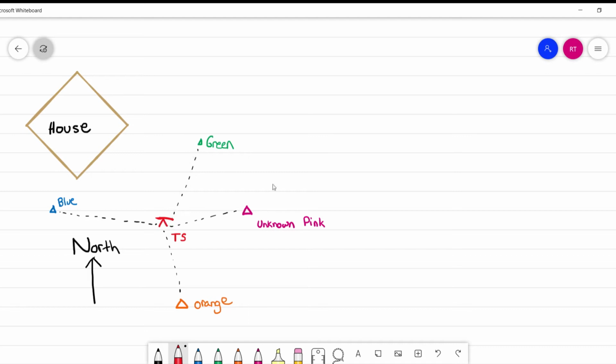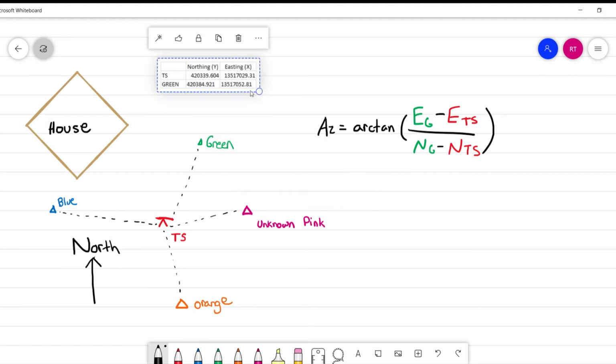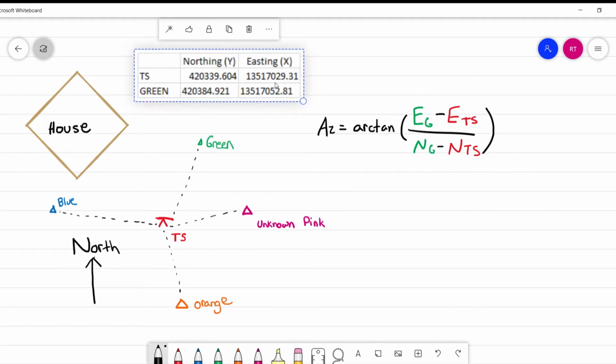In order to do that, we're going to use the following formula. The azimuth is equal to the arctan of the easting of green minus the easting of the total station, divided by the northing of green minus the northing of the total station. So here are the coordinates of those 2 points. Remember, we calculated the total station coordinates and the green coordinates were given to us. Let's take our calculator and punch in these numbers.